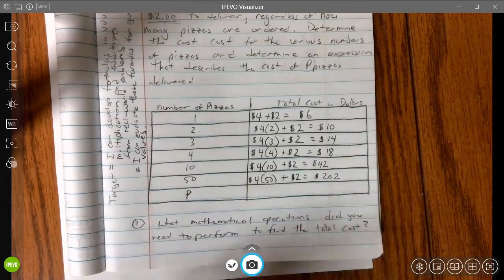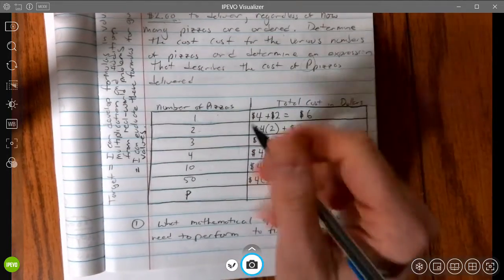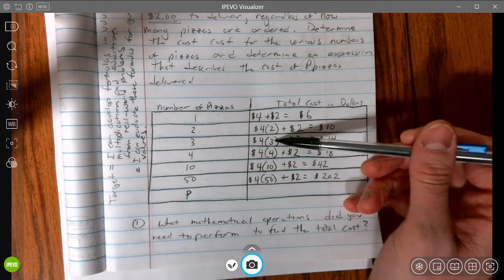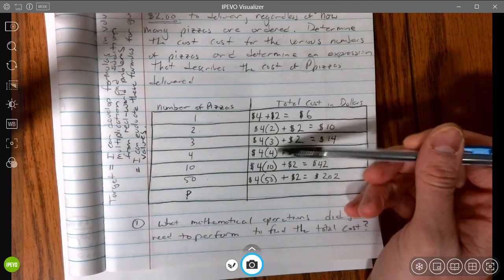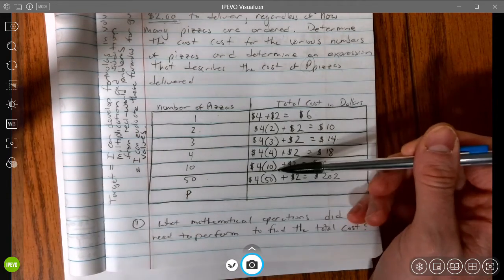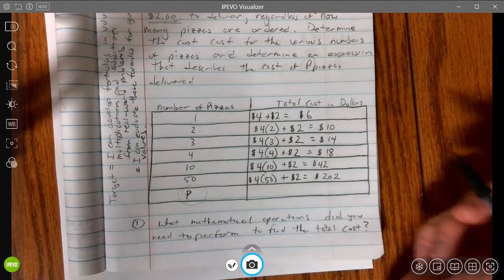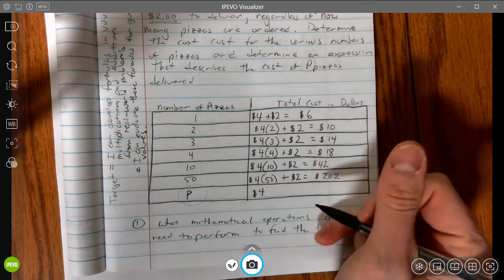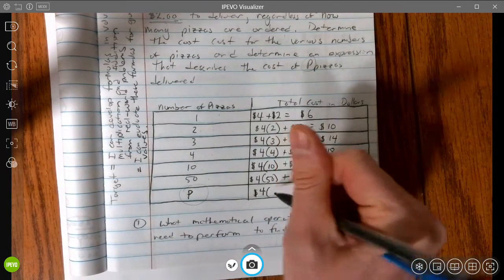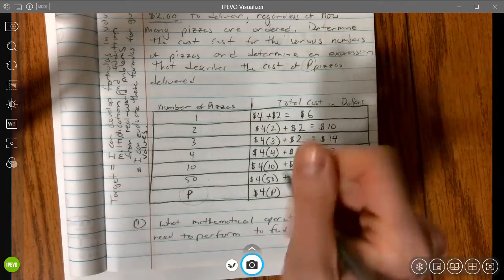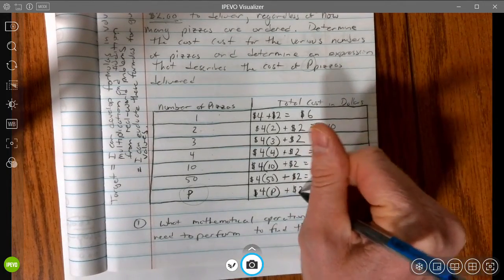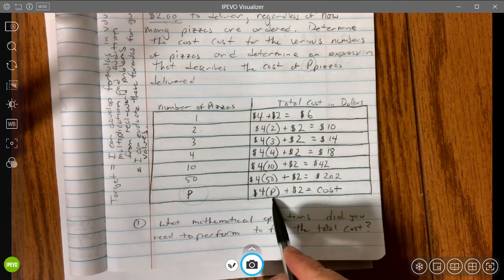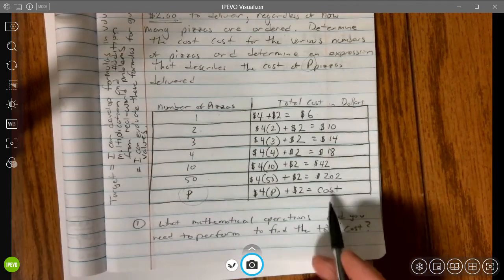Mr. Marlowe, what does that mean? Well, let's write it down. Up here, we had 2 pizzas, so we put a 2 in parentheses. We had 3 pizzas, 3 in parentheses; 4 pizzas, 4 in parentheses; 10 pizzas, 10 in parentheses; 50 pizzas, 50 in parentheses. Now we have some number P, and it's still going to be $4 per pizza times our number P plus $2, which gives us our cost. Then I can substitute any number I want in for P to find our total cost.